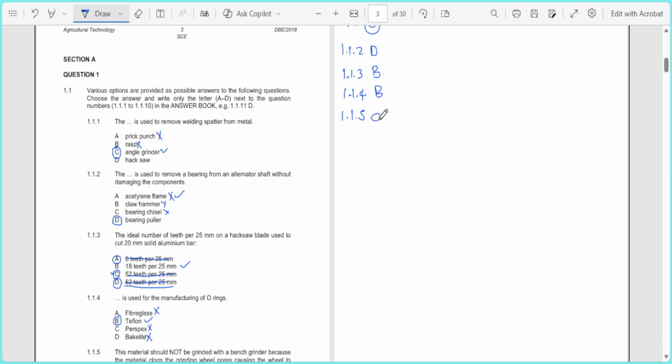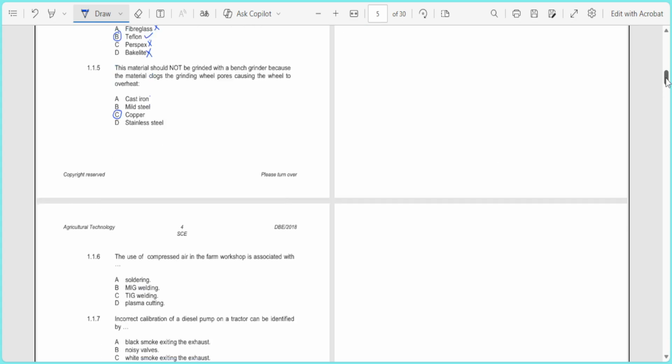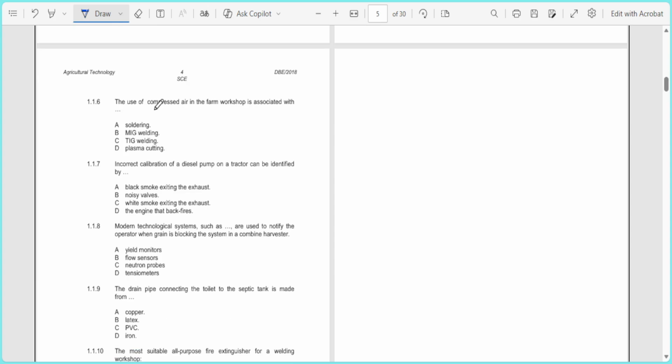But you know what? For the multiple choice, I don't think I need to write anything. I can just circle the answers. Okay, so 1.1.6, the use of compressed air in the farm workshop is associated with A, soldering, B, MIG welding, C, TIG welding, and D, plasma cutting. Okay, let's eliminate the incorrect ones here.